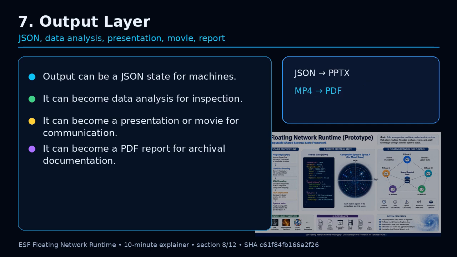The output layer is important because a runtime is useful only if its state can be shared. The output may be JSON for machine processing, data analysis for inspection, a presentation for communication, a movie for demonstration, or a report for archiving. This video itself is an example of that output layer. It turns the system into an explainable media artifact.